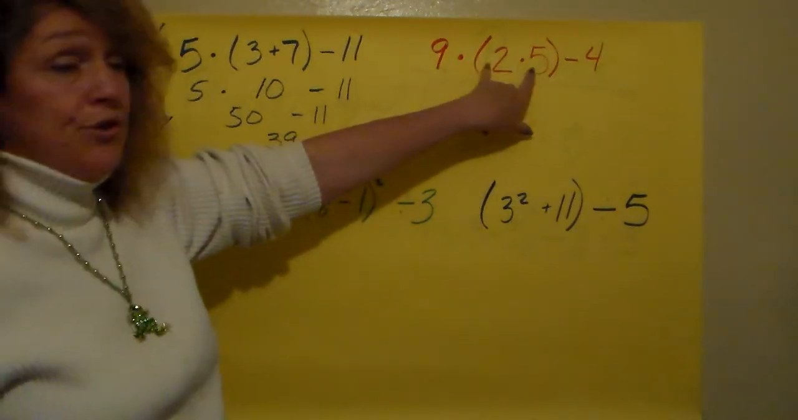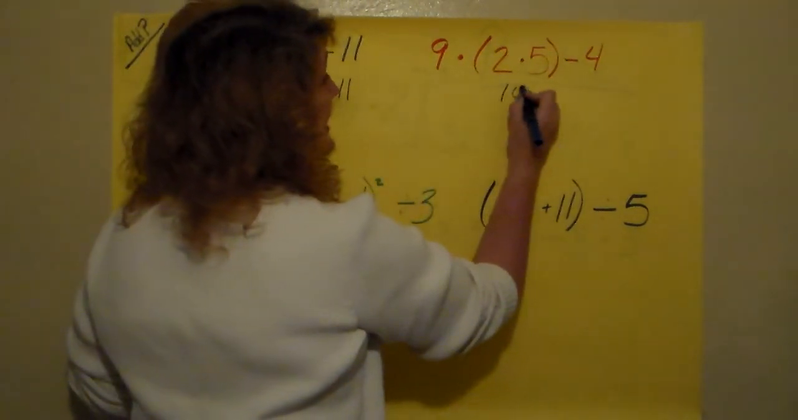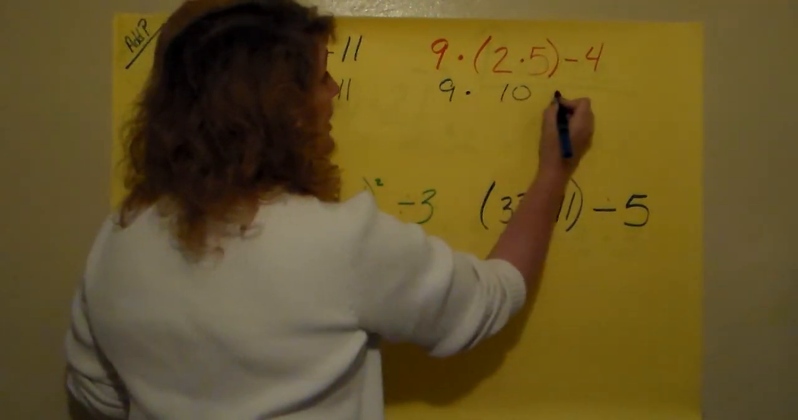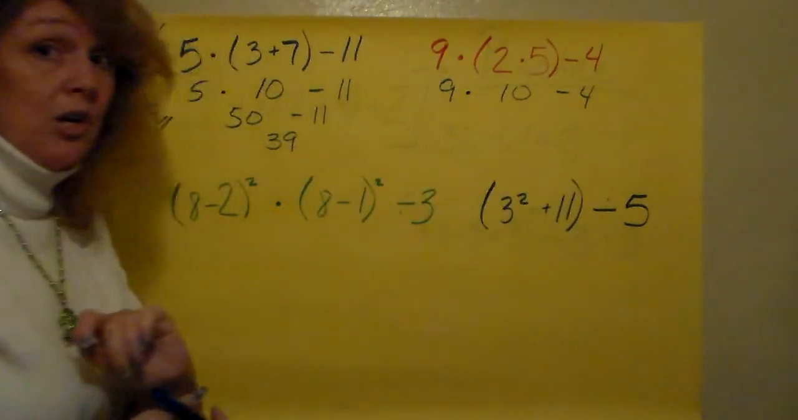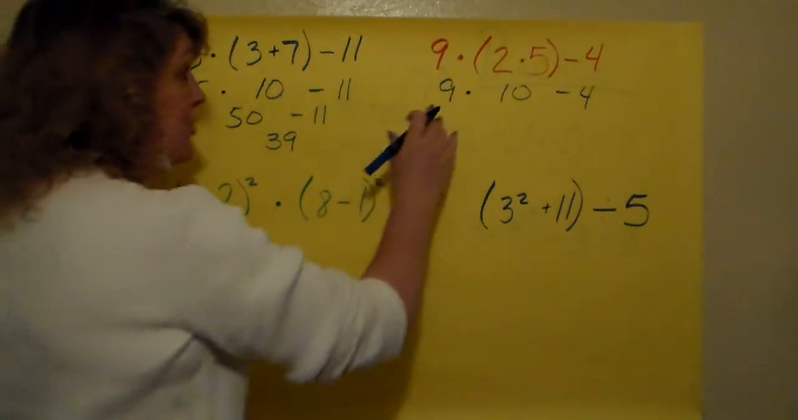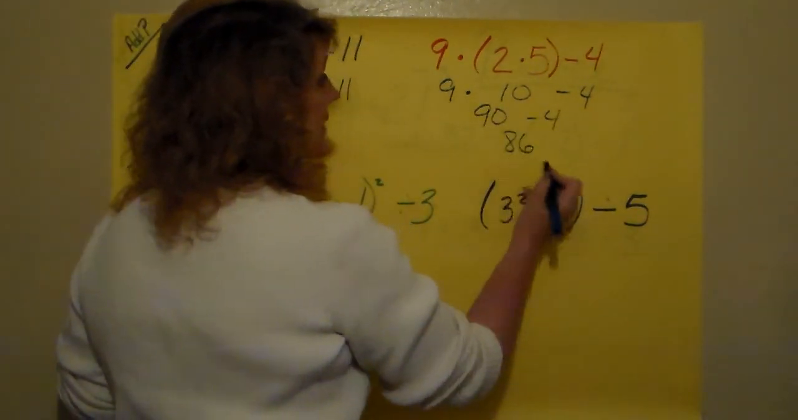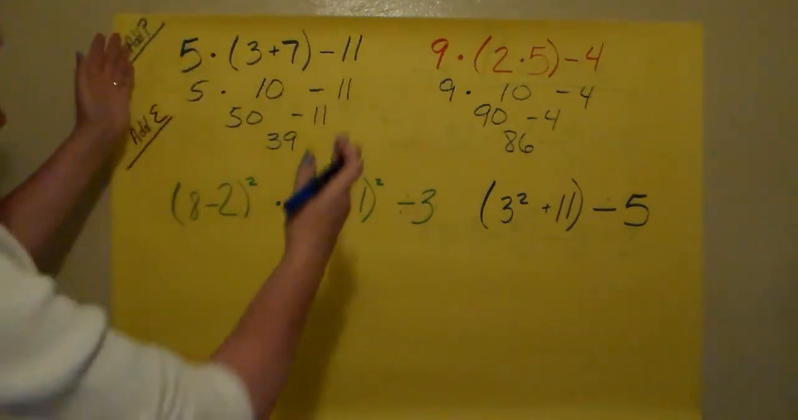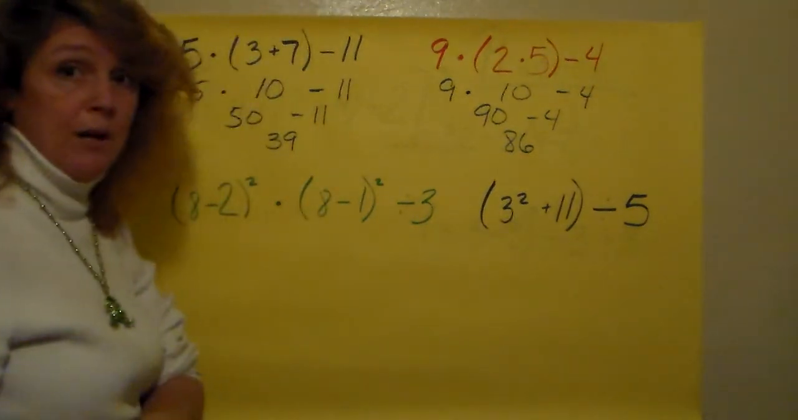Here, I have to do this first. Parentheses. 2 times 5 is 10. So I'm going to bring down my 9 times and my minus 4. Now that my parentheses are gone, I have to do the multiplication first. 9 times 10 is 90, minus 4 is 86. Nice little V-shaped inverted pyramid problems.